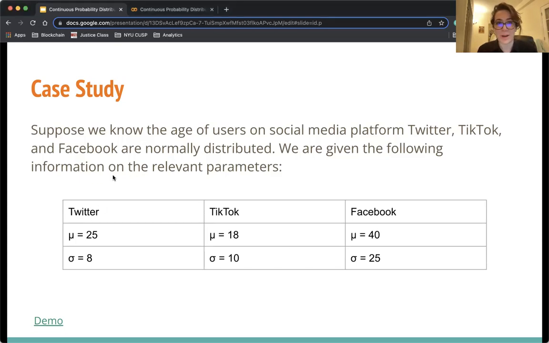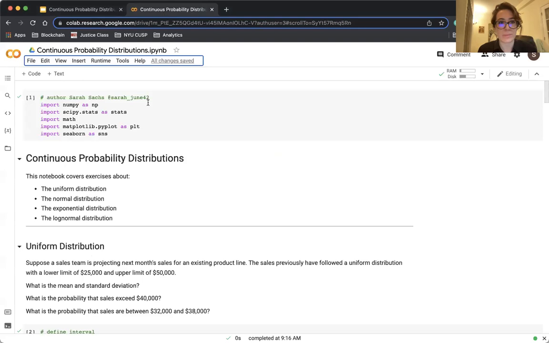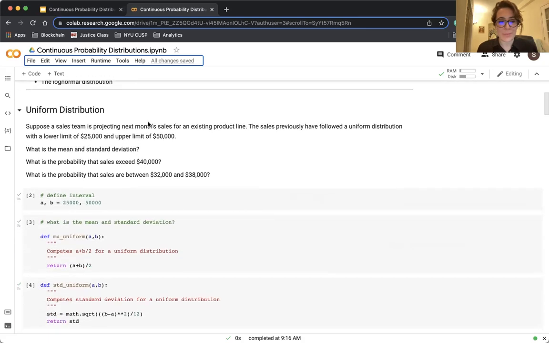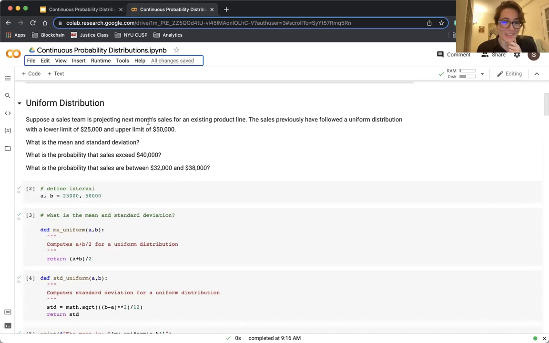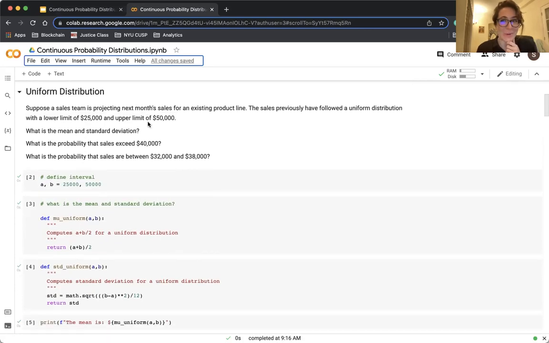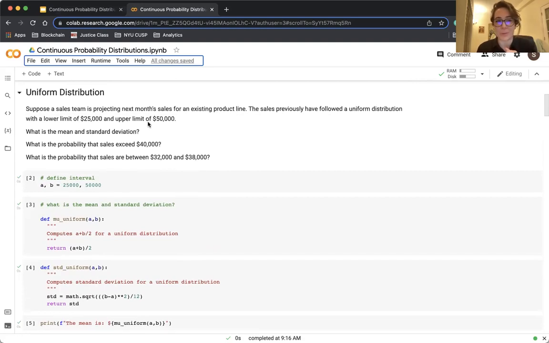So we'll hop to our demo, where I'll be hopping back and forth between the demo and the slide, similar to the last class, as we talk about the different distributions. So, oops, I think I skipped the uniform distribution here. But before we go into this case study with the social media, let me just talk through the code for the uniform distribution.